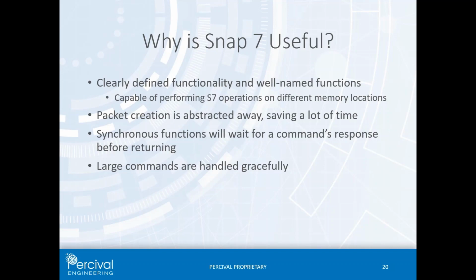In addition, packet creation is abstracted away, which will save a lot of time. It is much easier to use Snap 7 to send commands than it is to manually create S7 packets yourself. In addition, synchronous functions will wait for a command's response before returning. Finally, large commands sent with Snap 7 are handled gracefully and don't require any extra logic to manage.